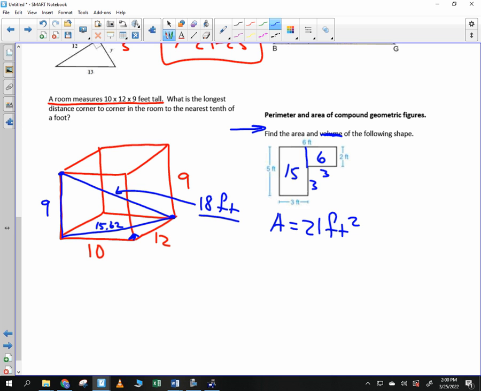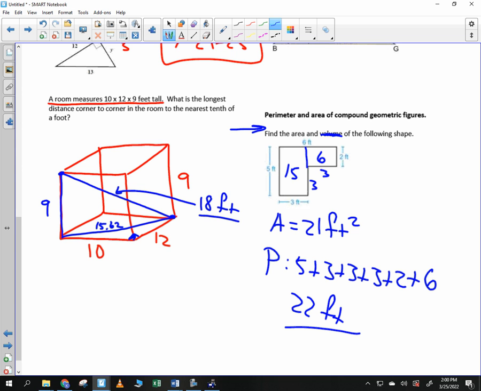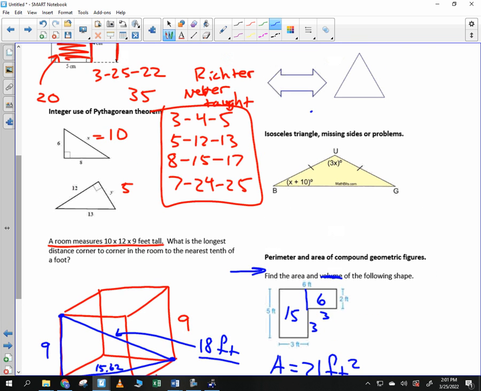So I got 21 feet squared for the area. You get that? And then in order to get the perimeter, I've got 5 plus 3 plus 3 plus 3 plus 2 plus 6. And that gives me 22 feet. Area is 21, perimeter is 22. We good? Okay, isosceles triangles.